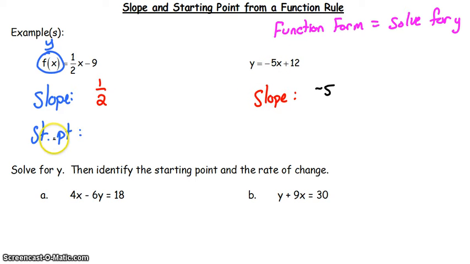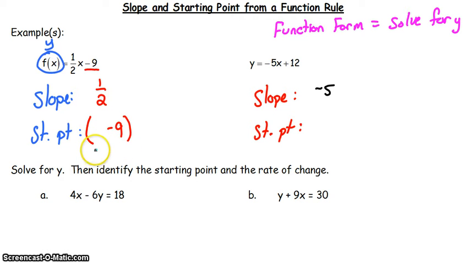Your starting point, or your y-intercept, is always the constant at the end of your function rule, including the sign in front. Because this is subtracting 9, your starting point is -9. That is the y coordinate.